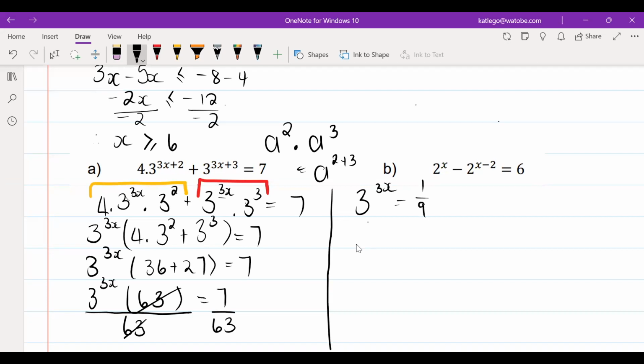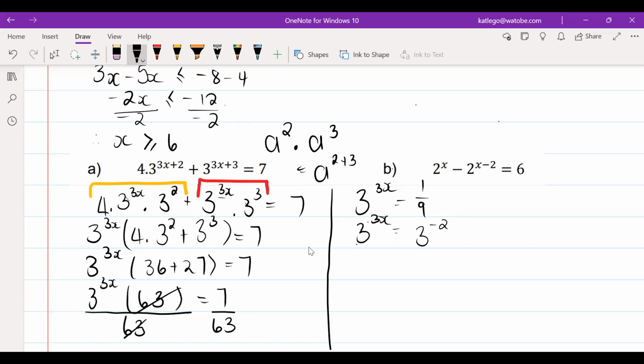So now it looks a bit better, doesn't it? Now, we want 9 as something to the base of 3. So how are we going to do that? Who knows how we're going to do that? How do we rewrite 9 as something with a base of 3? Yes, sir. So then 3 to the power of 3x will be equal to 3 to the power of negative 2. Thank you very much, Asibonge.